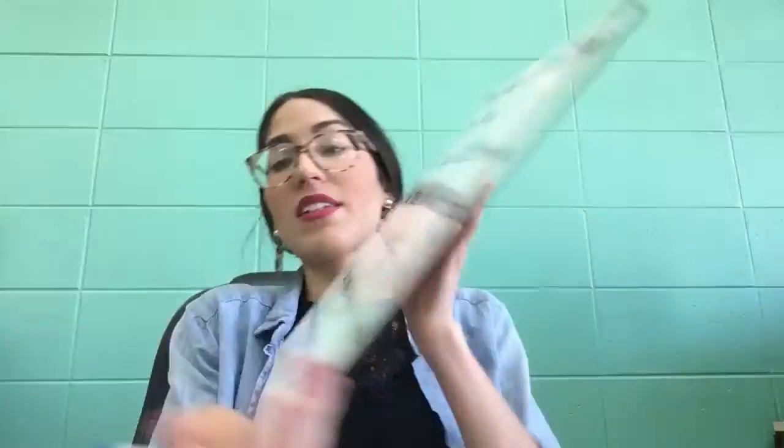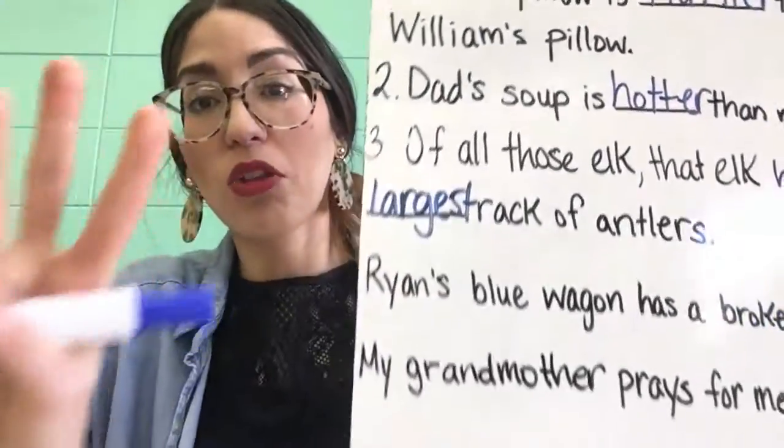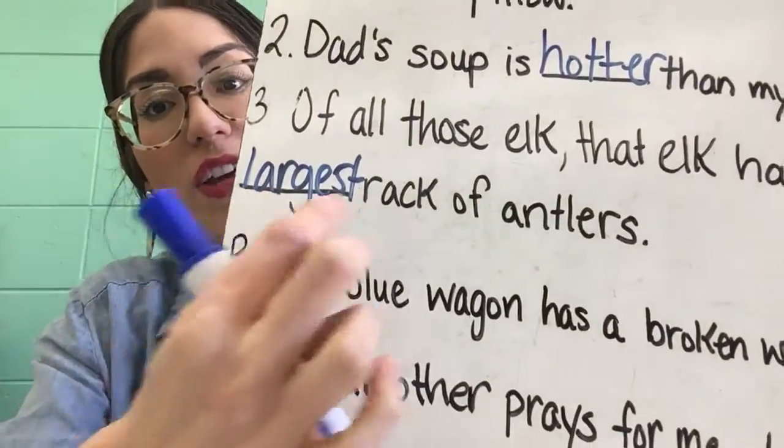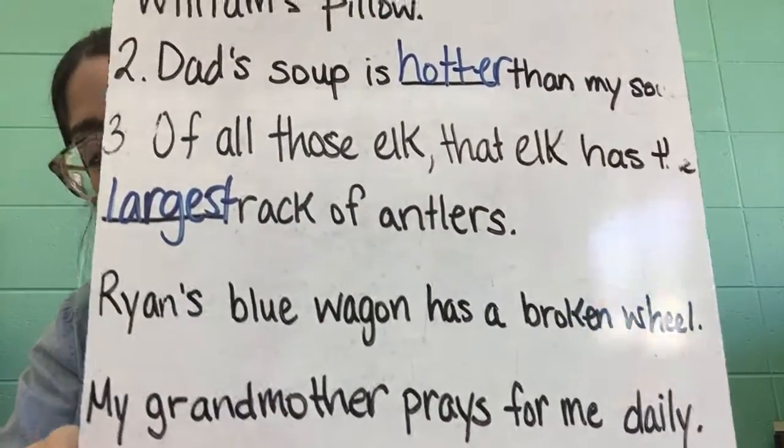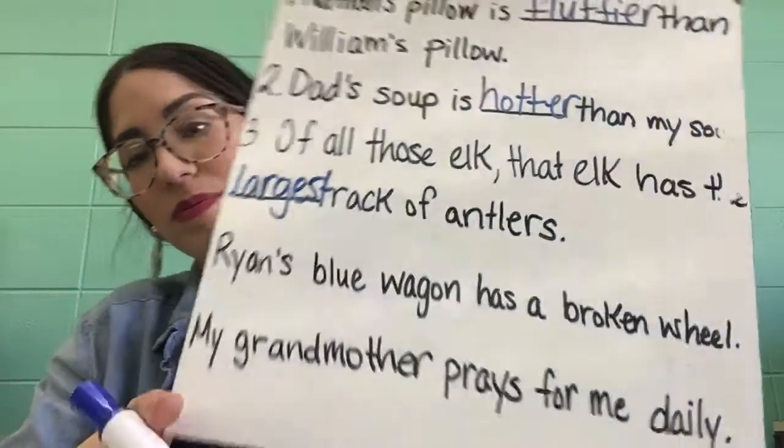Largest. Very good. We're going to write largest. And why are we using EST again? Because it's comparing 3 or more nouns. Very good. Largest. Well, of all those elk, that elk has the largest rack of antlers. Okay? Excellent job. Okay, so 4, 5, and 6, and 7 you'll do on your own.